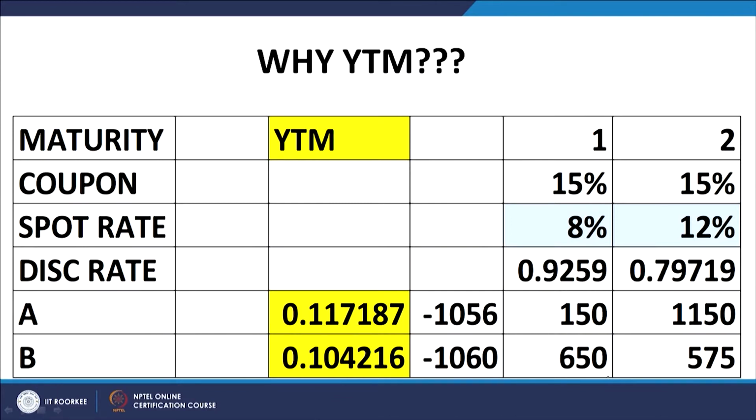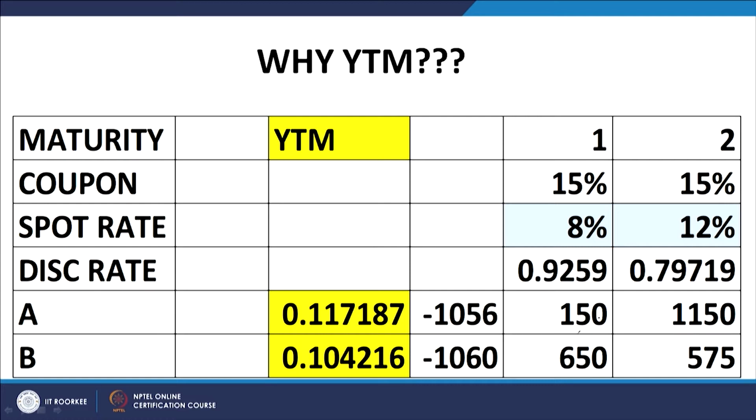The spot rates I have taken as 8% and 12% just for the sake of illustration. Let us take the 1 year spot rate as 8%, and the second year spot rate as 12%. The discount rate is worked out as in the previous case. Now, the difference between the two bonds is that in the case of bond A, the entire redemption is at the end of the second year.